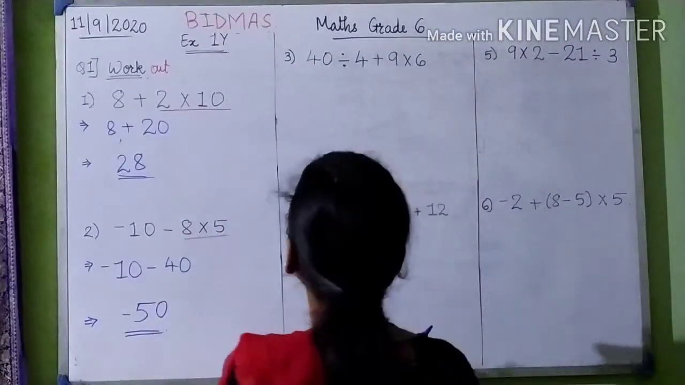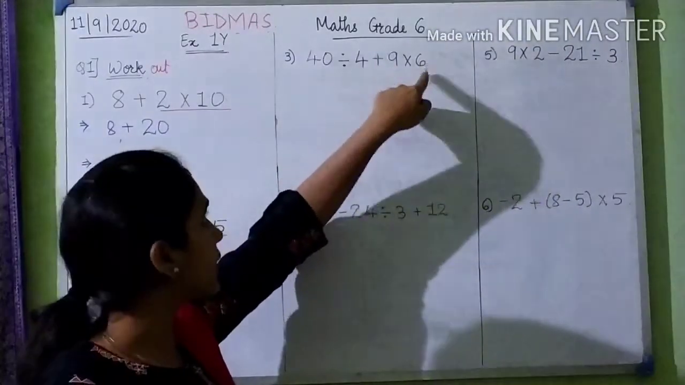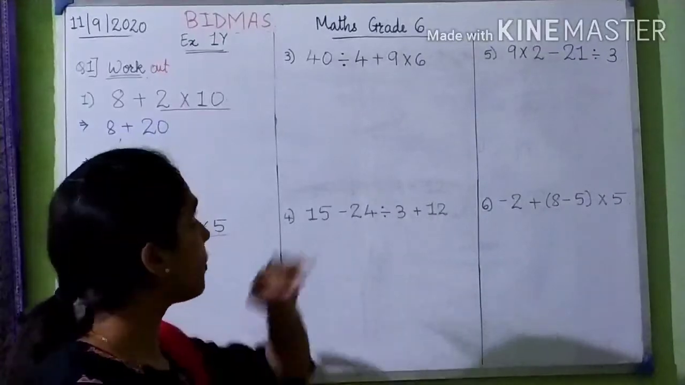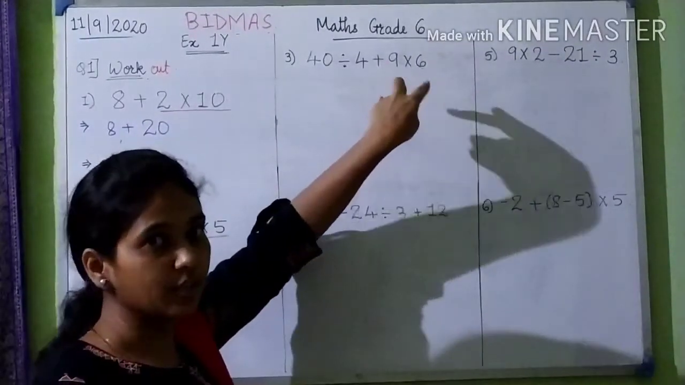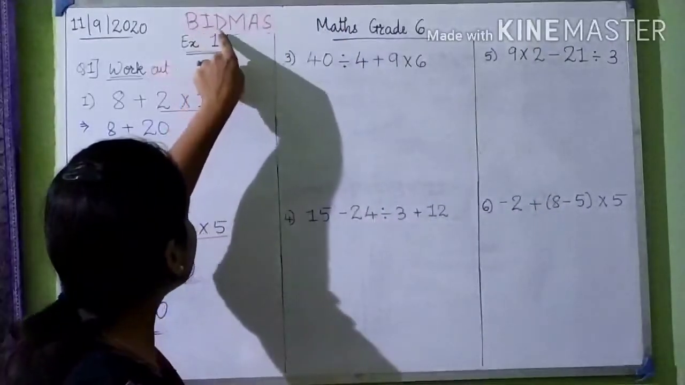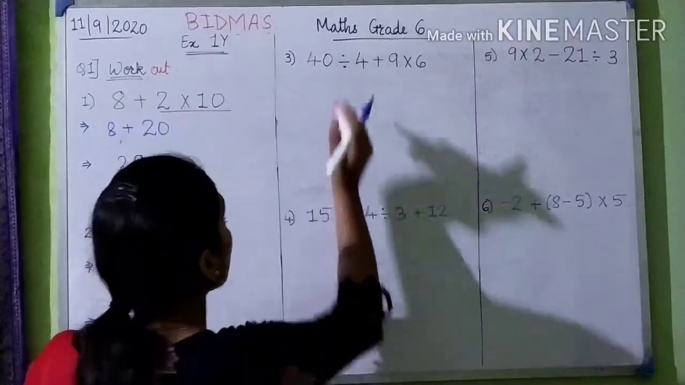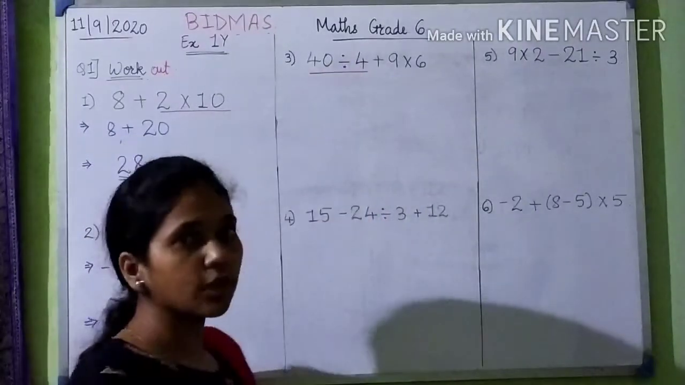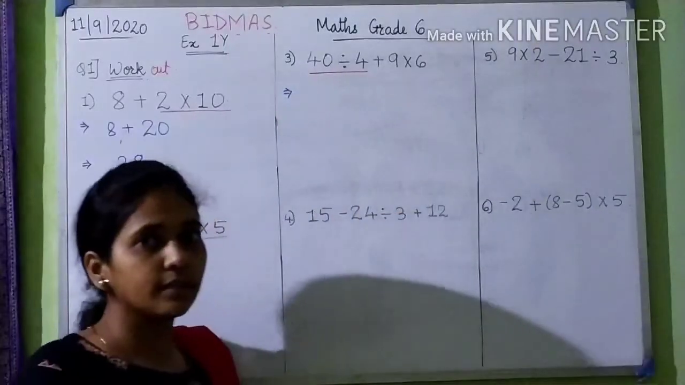Now we go to the third one. The third one is 40 divided by 4 plus 9 multiplied by 6. So here there are three operations. Which three? Division, addition and multiplication. Let's check which comes first. Division comes first. So first we will solve the division part. What is 40 divided by 4? 40 divided by 4 is 10, right?